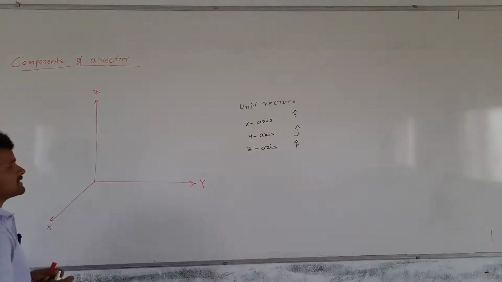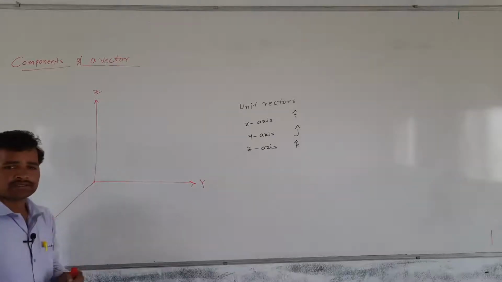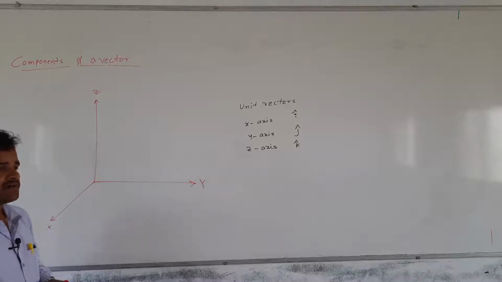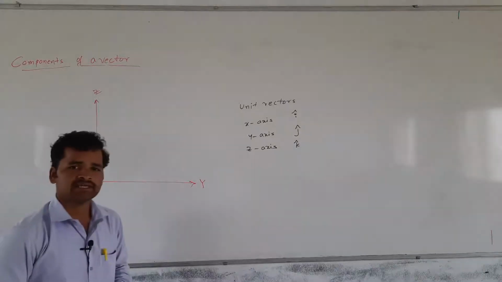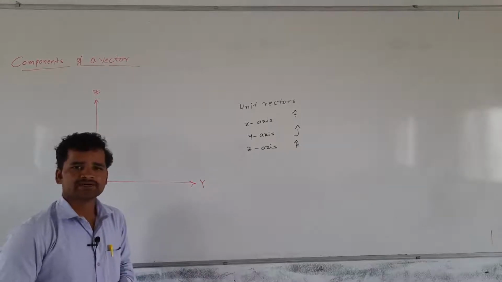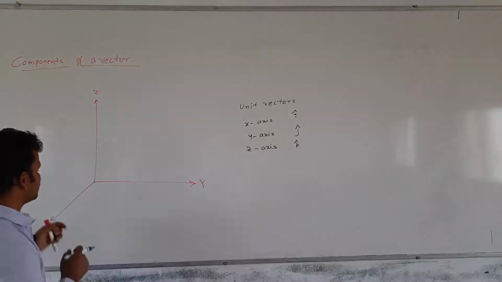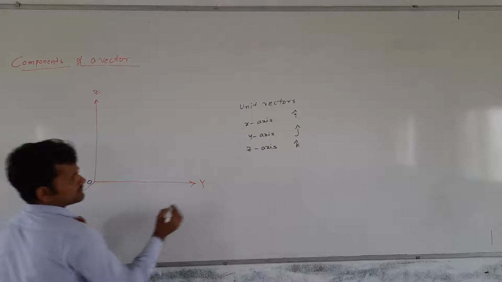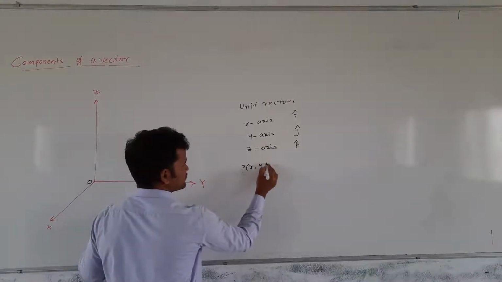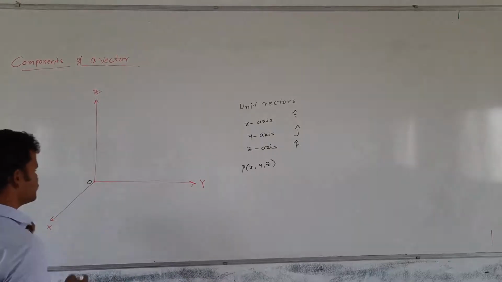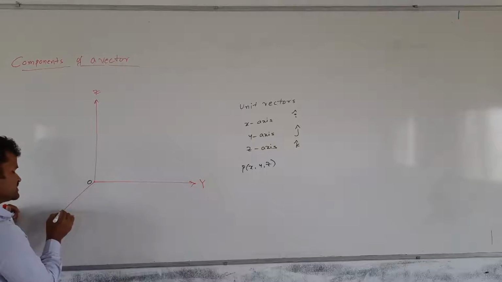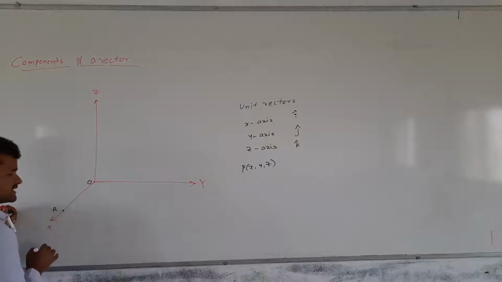Fine. Now here I want to represent a point P of x comma y comma z. Means I am considering position vector of the point P with the coordinates x comma y comma z. Then this will be origin. Point P coordinates are x comma y comma z. To represent it, what we do? We will move x units along the x axis. Yes, somewhere here is the point. Let us name this point as A.